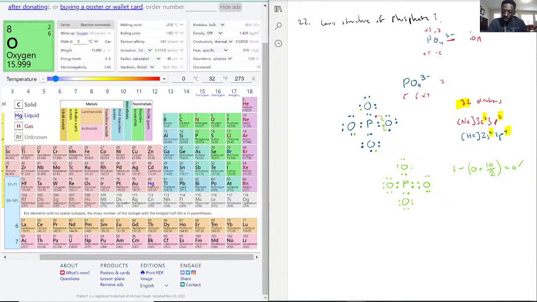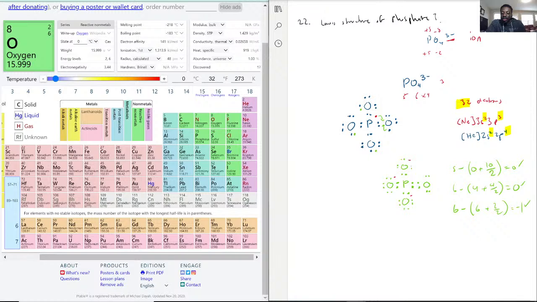Oxygen, the one on the right here, is going to be 6 minus, it has 4 to itself, and it's sharing 4, so that also equals 0. But then these 3 oxygens to the side, you will see that that's where the negativity is. It's going to be 6 minus 7, equals minus 1. So exactly, each of these oxygens out here would be where the negative charge is. Hence how we have PO4 3 minus.